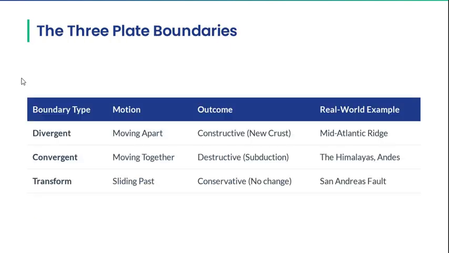Now we're going to talk about the three plate boundaries. We have divergent, which is moving apart, and that creates new crust. An example is the Mid-Atlantic Ridge.